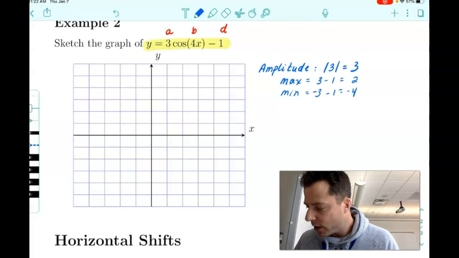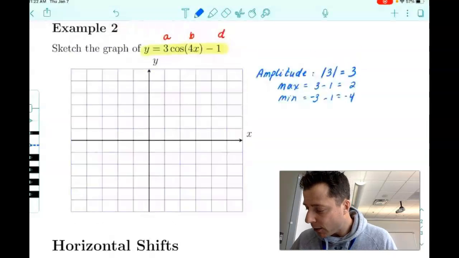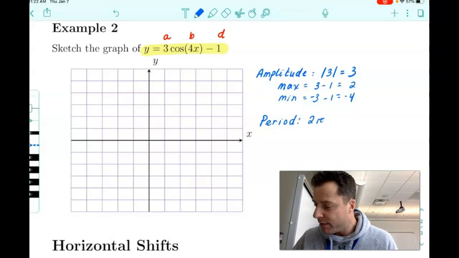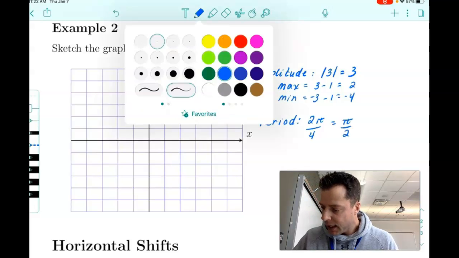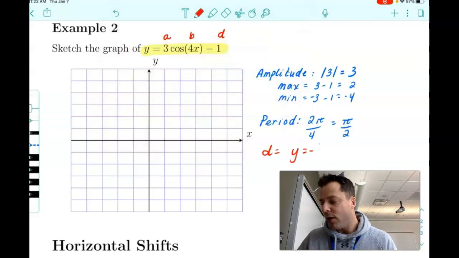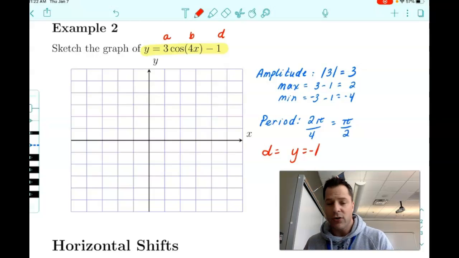So our amplitude is 3. We found our max and min, but we can get that from the graph later on. Our period here is going to change. We have 2 pi divided by our B value. Our B value in this case is 4, so 2 pi over 4 is pi over 2. And finally, that midline is going to be y equals -1, right? It's a horizontal line. So that tells us that our graph's getting shifted down 1 unit.